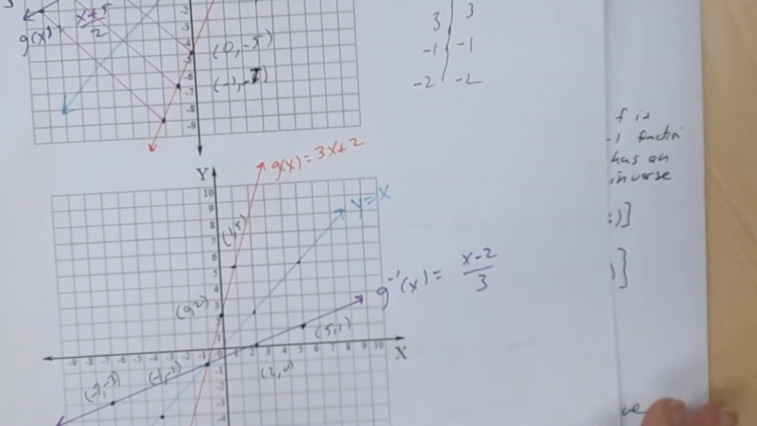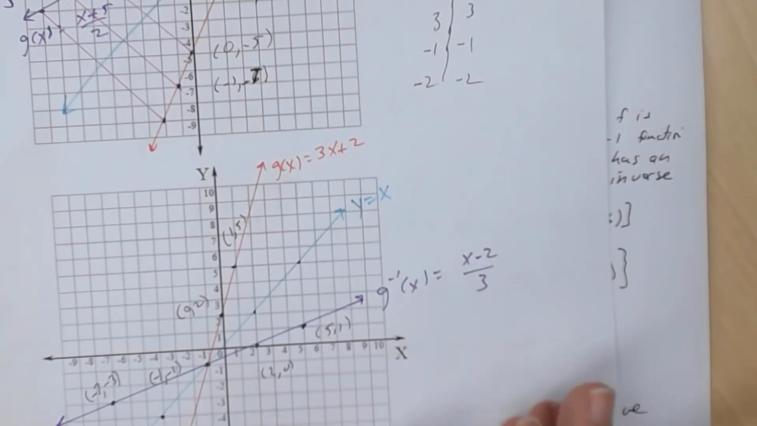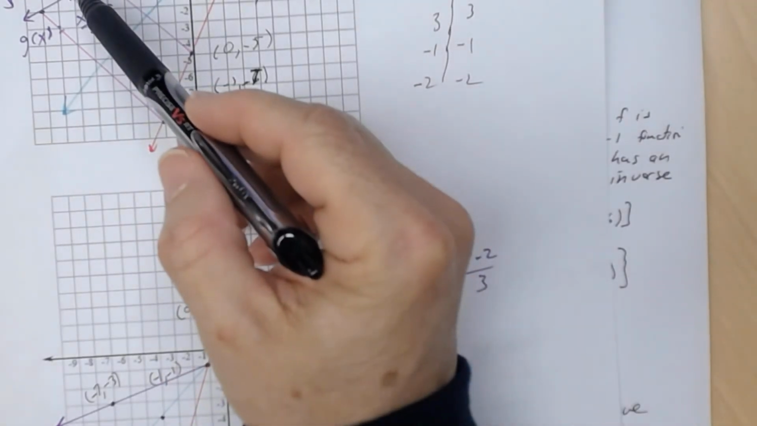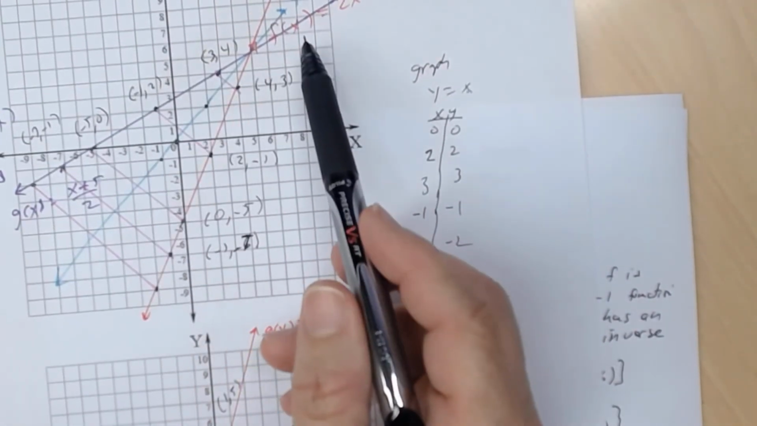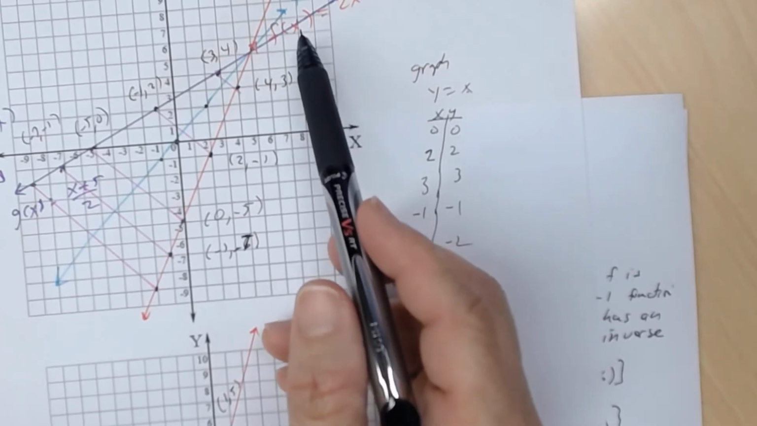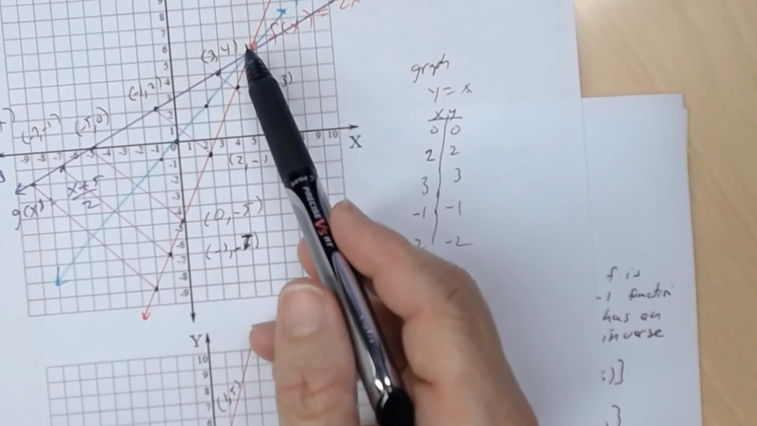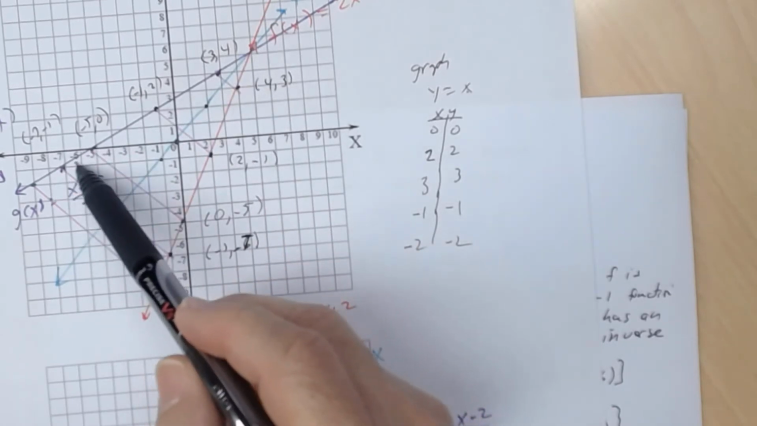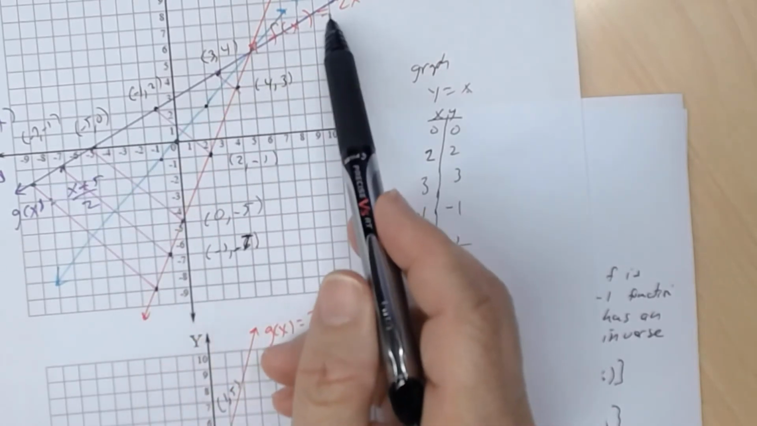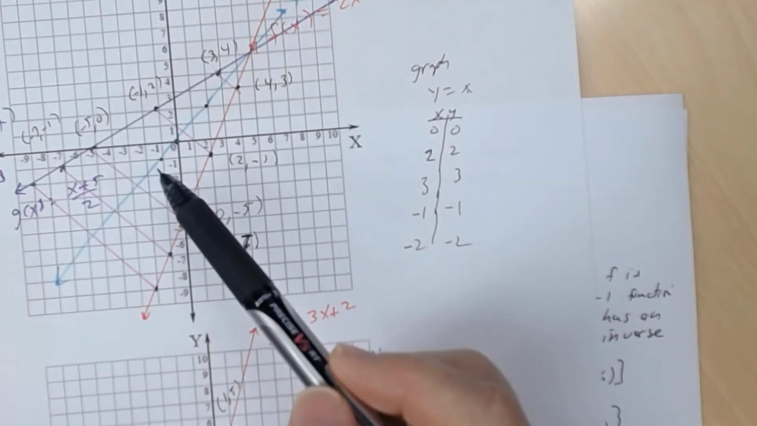Okay? So any linear function, so you may think, well, are all linear functions one-to-one functions? No. Only linear functions in which the slope is not 0. So if the slope is not 0, then it's a one-to-one function.